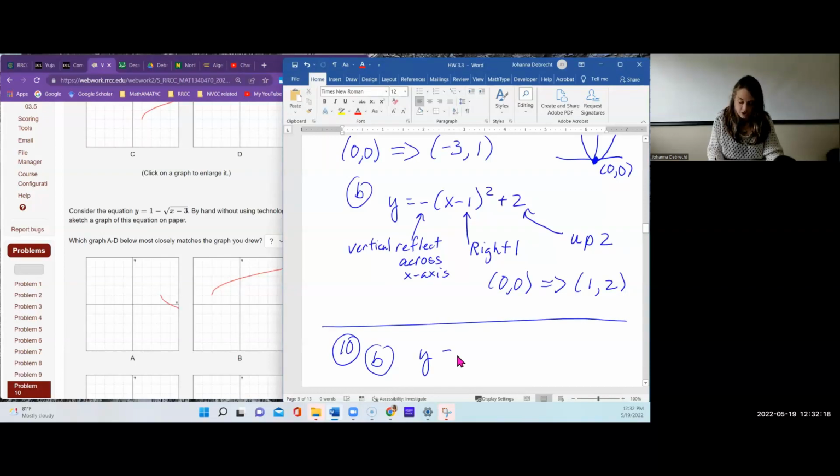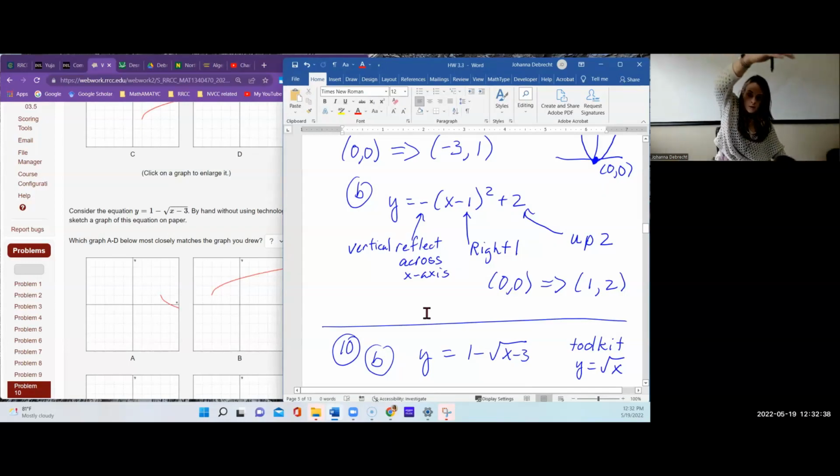The toolkit function, of course, is going to be the square root of x. Our transformed function is 1 minus the square root of x minus 3. The toolkit function looks like the upper arm of a sideways opening parabola, or someone swimming and doing the American crawl with their arm coming out of the water.